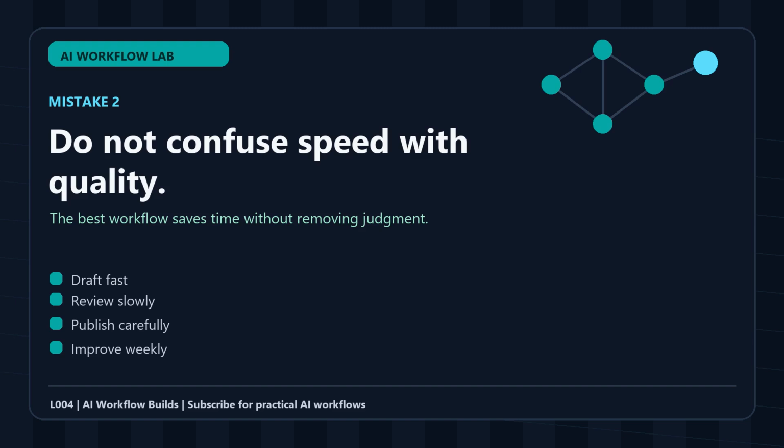This is also better for audience trust. Viewers can tell when a channel is pushing generic automated content. The advantage of this channel is proof-first execution. Show the build.